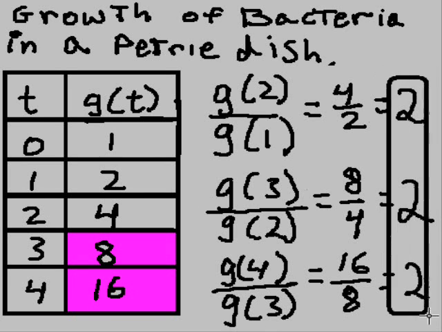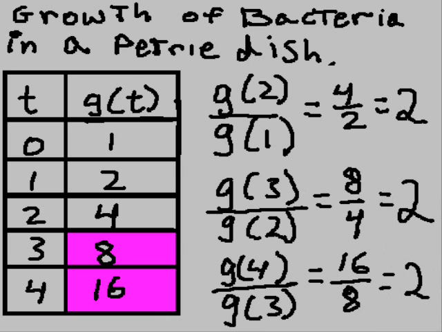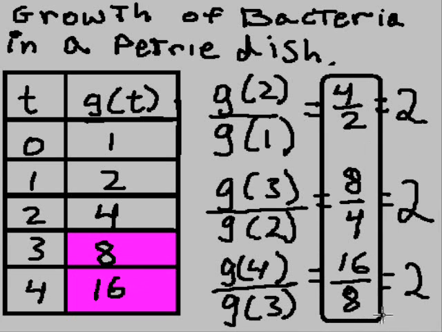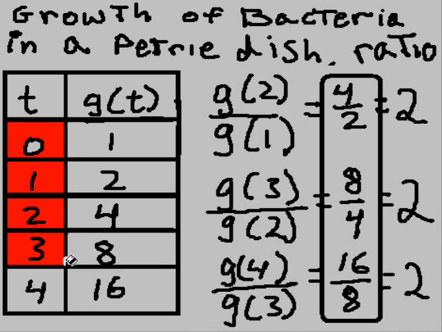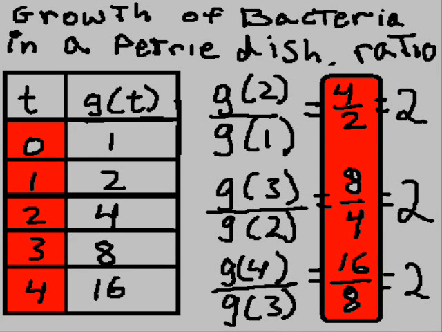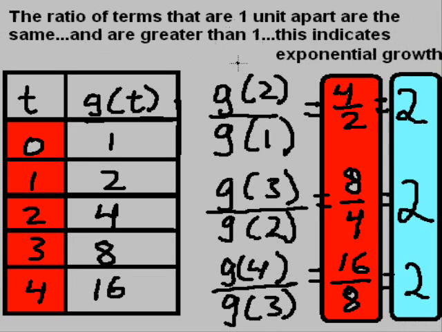So what do we have here? A pattern. What are these things over here? They are a ratio of terms that are exactly 1 unit apart. The ratios of terms that are 1 unit apart are the same and are greater than 1. This indicates exponential growth.